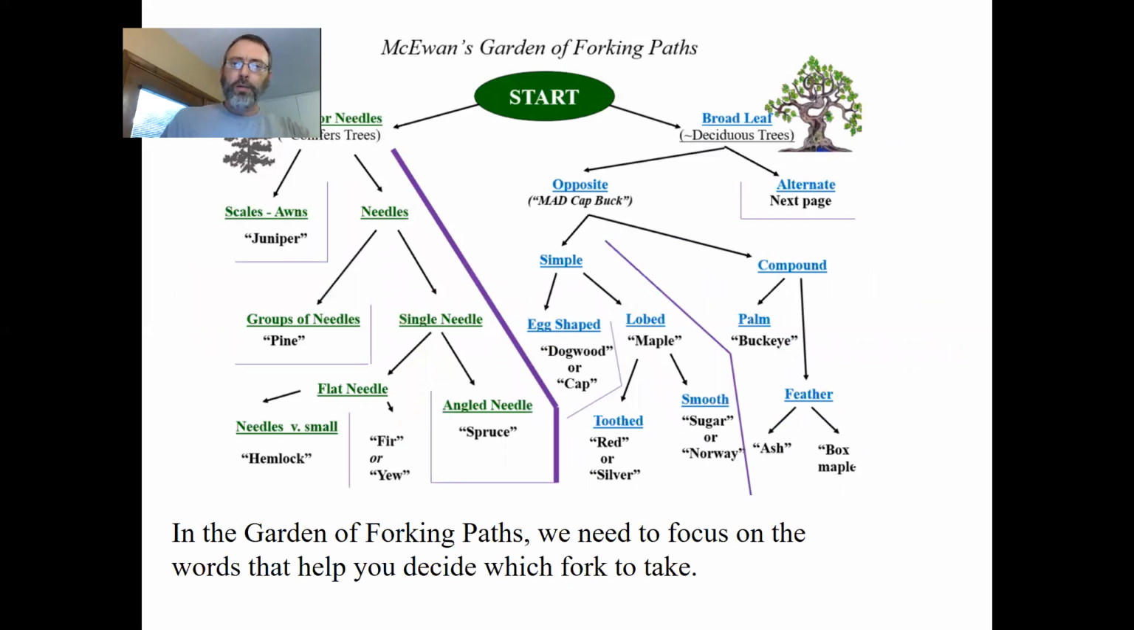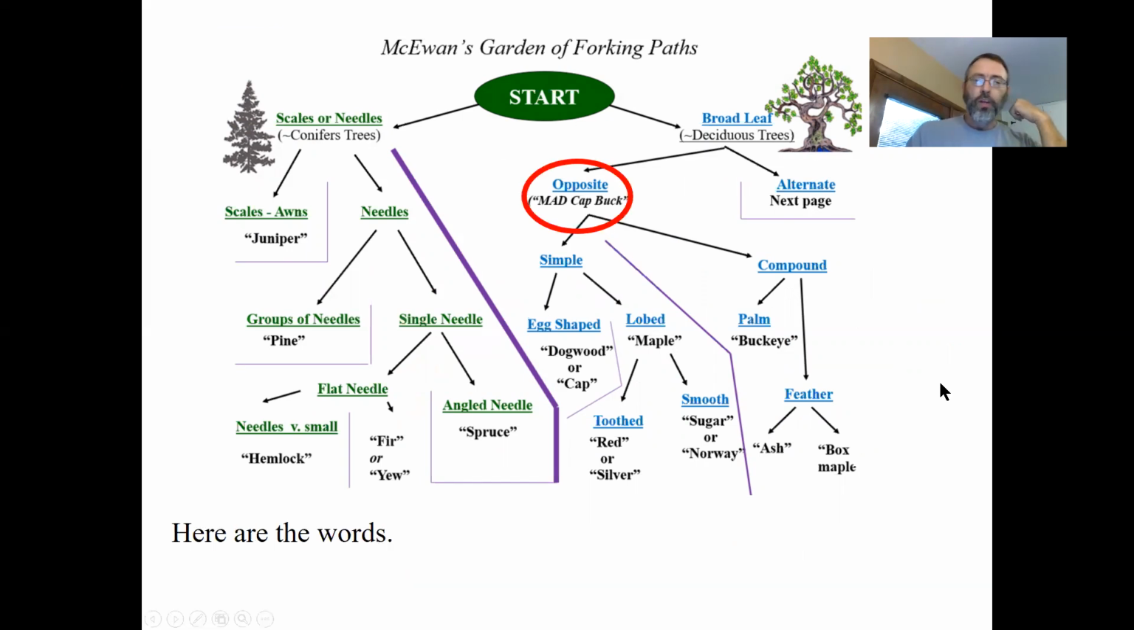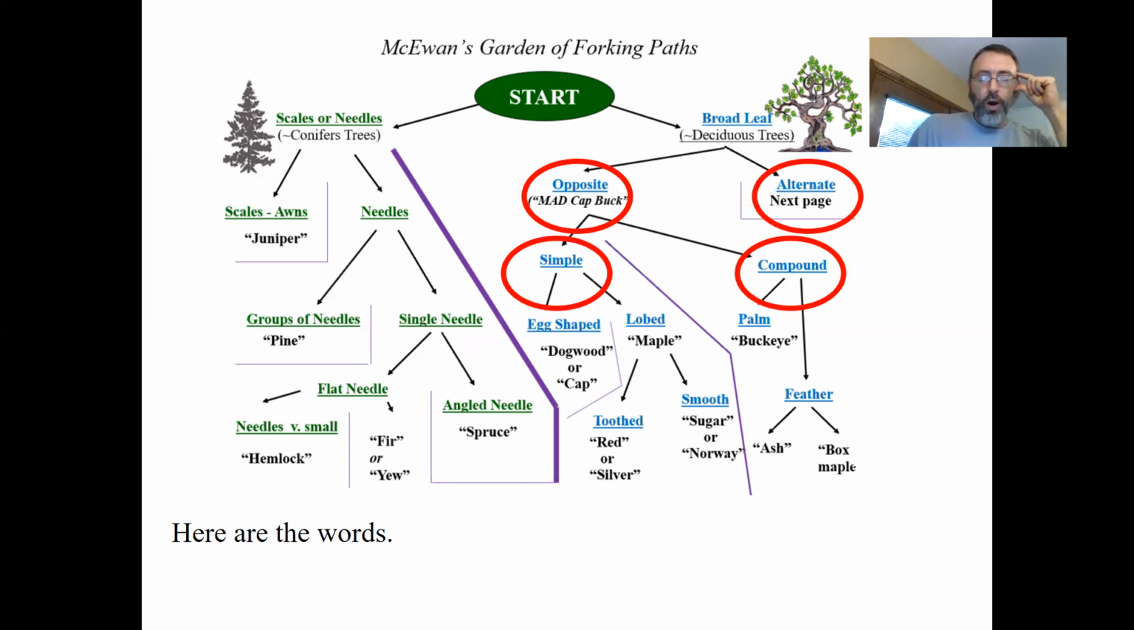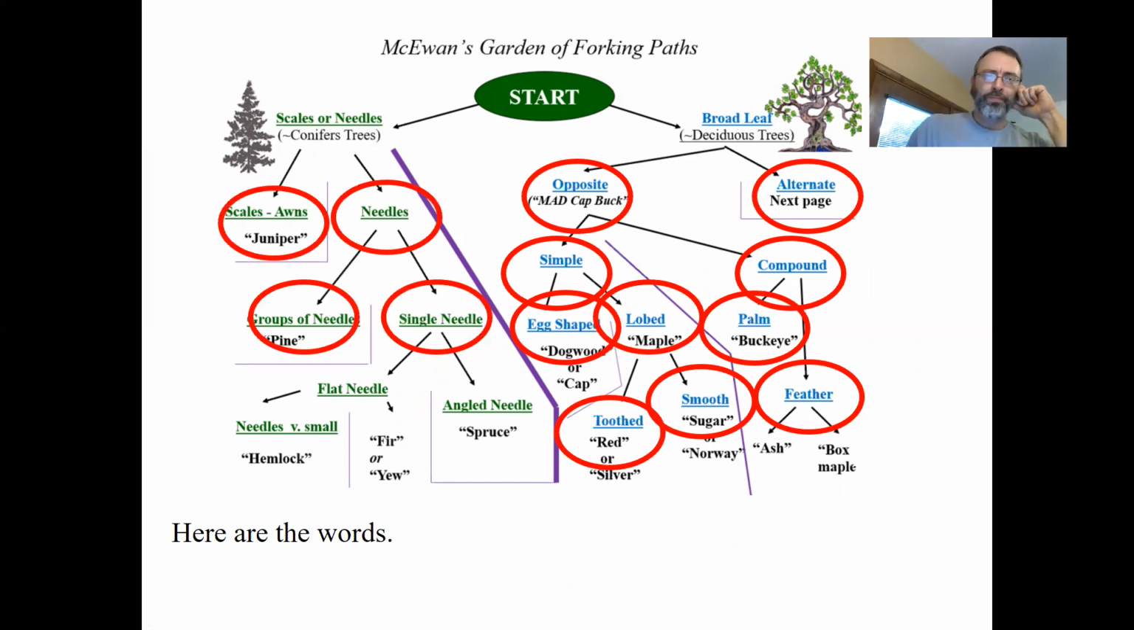Here is the Garden of Forking Paths. In the Garden of Forking Paths, we need to focus on words that will help you decide which fork to take. Here are some words: like opposite, alternate, simple, compound, lobed, smooth, needles versus scales, groups of needles, angled needles, or flat needle.